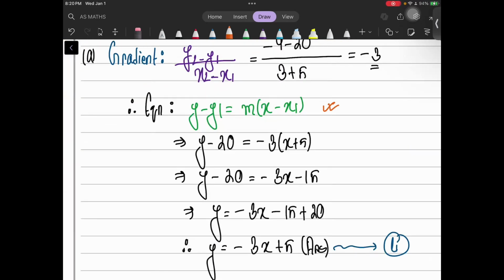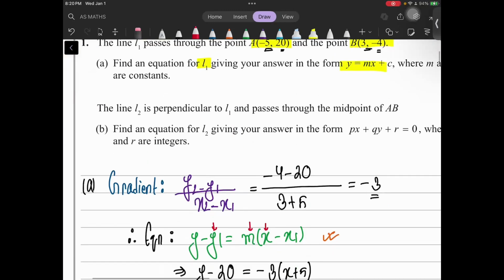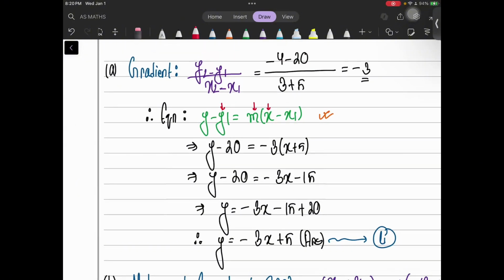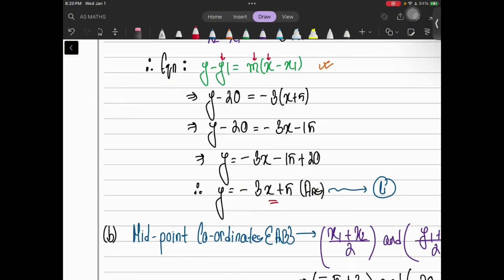And now to find the equation of a straight line, you need to use this formula, that is y minus y1 equals m times x minus x1, right? M is the gradient, and this y1 and this x1 can be any coordinate out there. So I took the first one, the coordinates of A, plugged in the values and got the equation 3x plus 5, and yeah, this is the equation for L1, right?